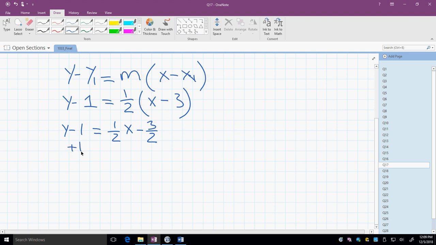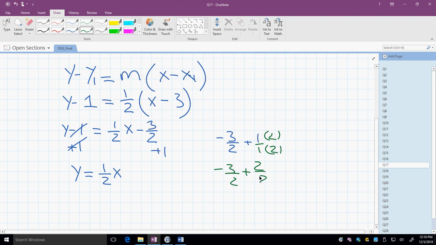Now we're going to add 1 on both sides of the equal sign. This cancels. We have y is equal to 1/2 x. I'm going to do this on the side. We have negative 3/2 plus 1. We need to have the same denominator in order to combine fractions, so we're going to multiply top and bottom by 2. So I have negative 3/2, and this is going to be 2/2. Negative sign, subtract, keep the sign of the largest one. It's going to be negative 1/2. So that is going to be here, negative 1/2. And that is your answer.